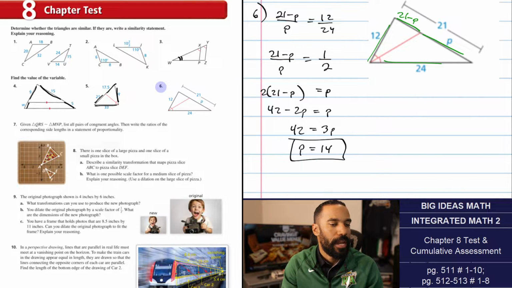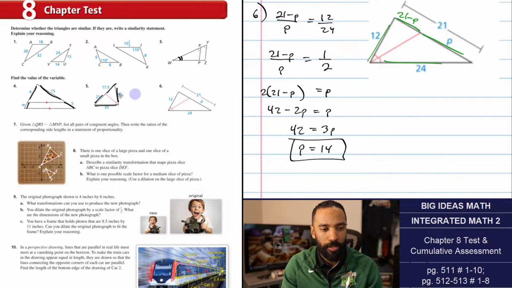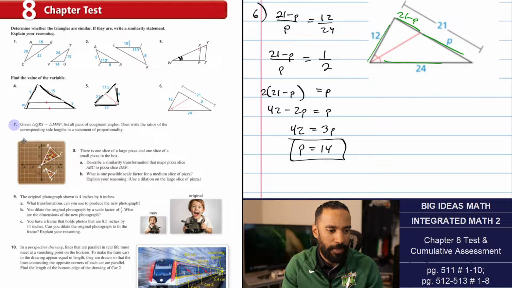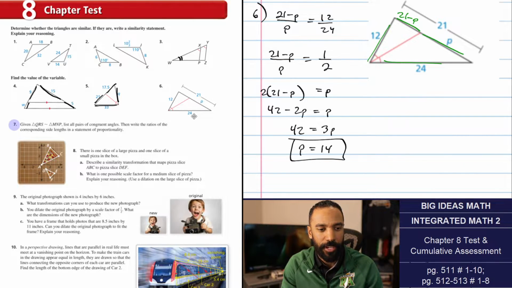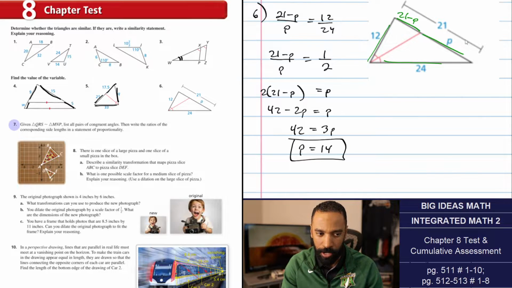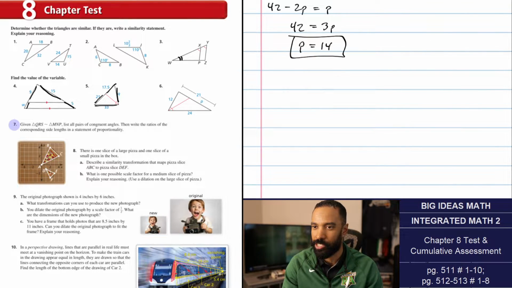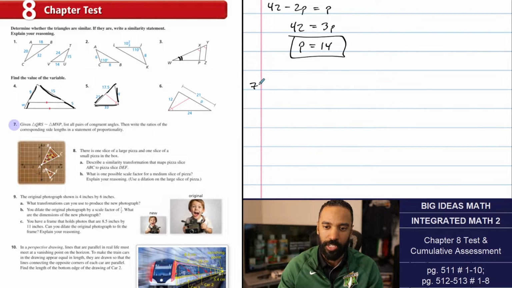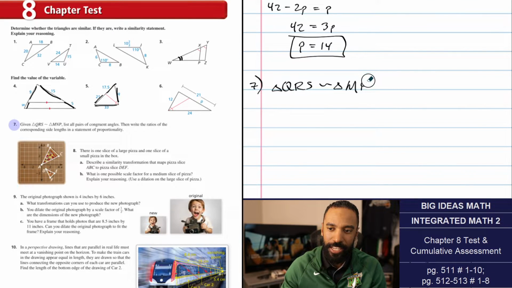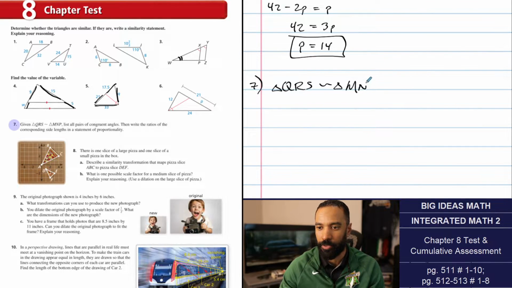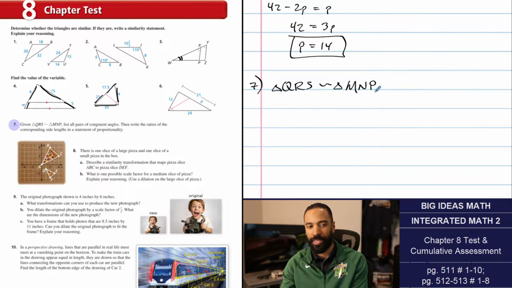Cool. Okay, number 7. Given triangle QRS is similar to triangle MNP. Oh, this drawing is for number 8. List all pairs of congruent angles, then write the ratios of the corresponding side lengths in a statement of proportionality. These kinds of questions have shown up in the textbook stuff. I really did feel like, and I think I mentioned this, we had a problem like this in the review. I think I made mention that these kinds of questions should be the beginning portions of learning how to do these, and then you start doing them thereafter.